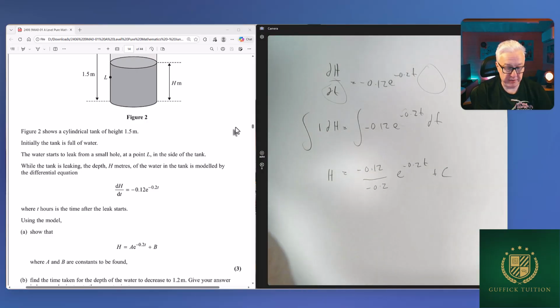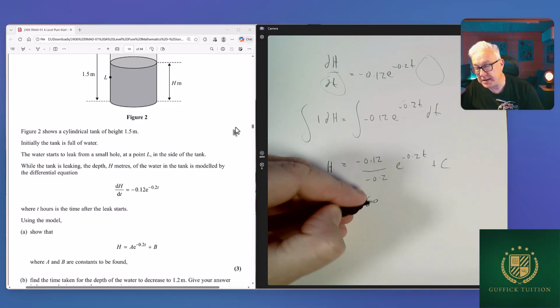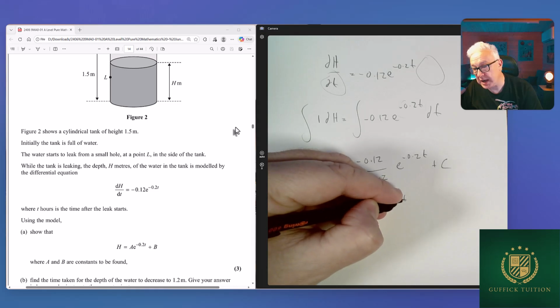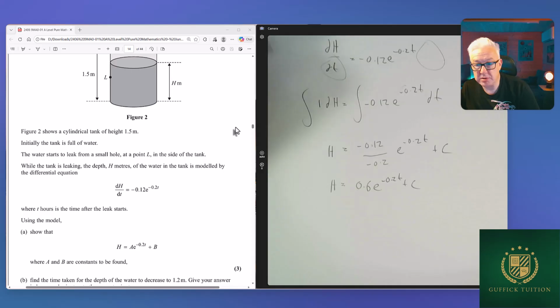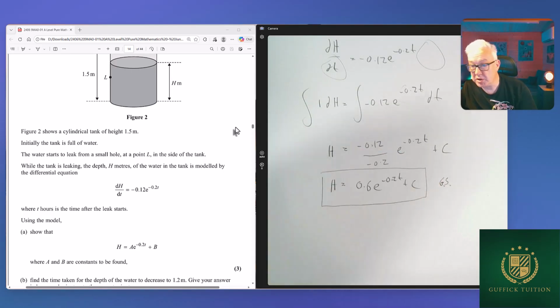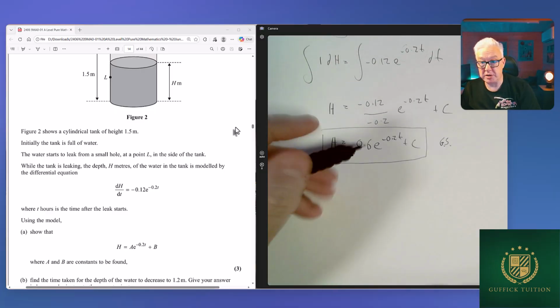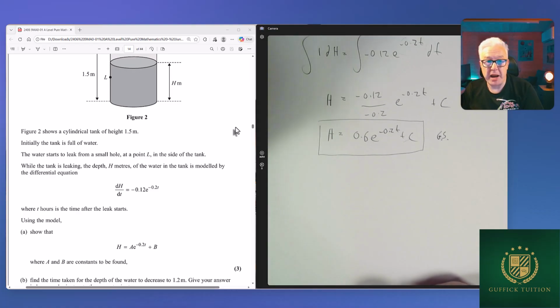So we've basically separated the variables and we've integrated. So 0.12 divided by 0.2 gives us 0.6. So we now have that h is equal to 0.6 e to the minus 0.2t add c. So this is looking good. We now need to basically use our boundary conditions. You could call this our general solution because we don't know what the two constants are. Well, we do know one of them is 0.6, but we don't know what c is. So we could use now what we call the boundary condition, which is the initial pieces of information.